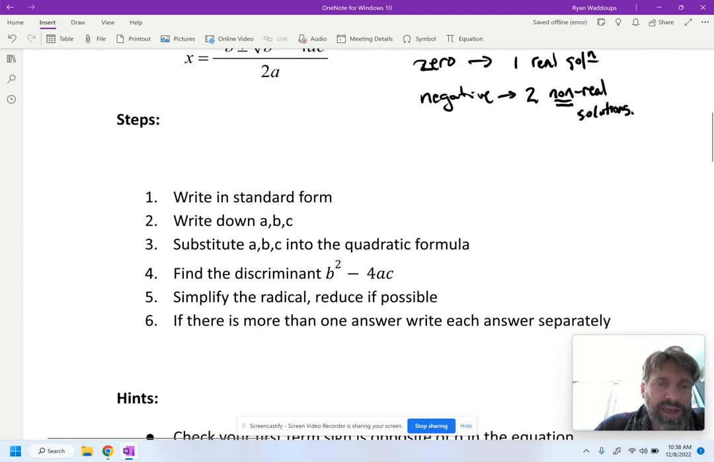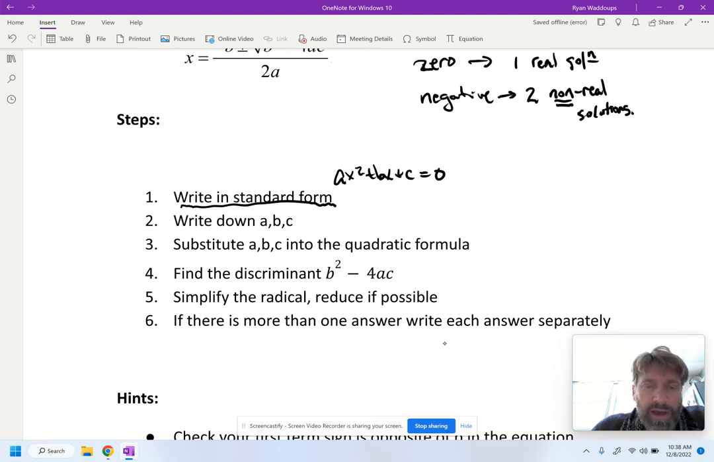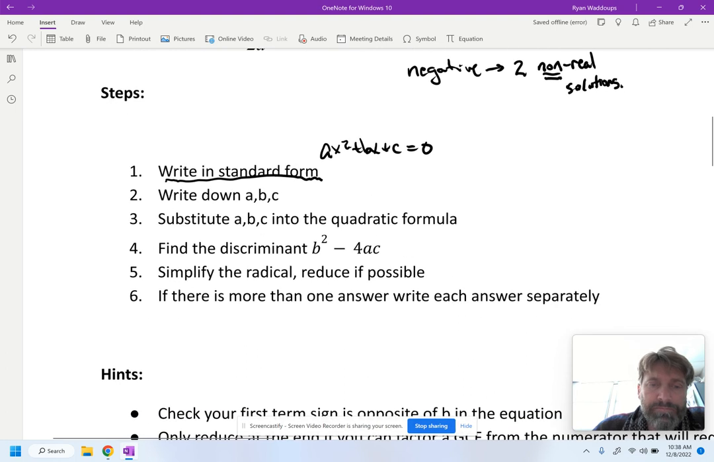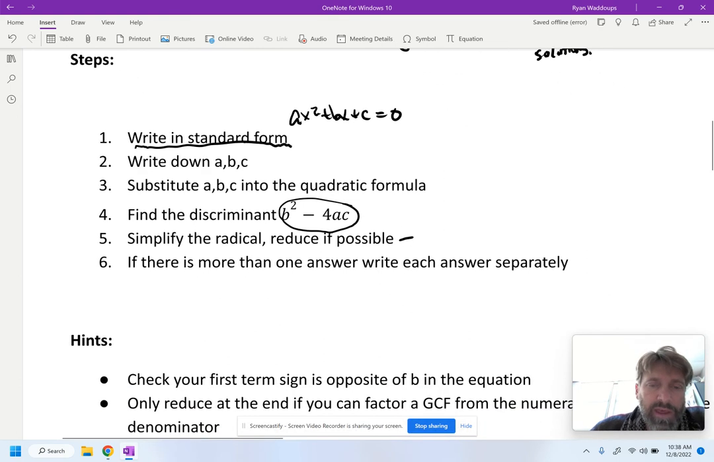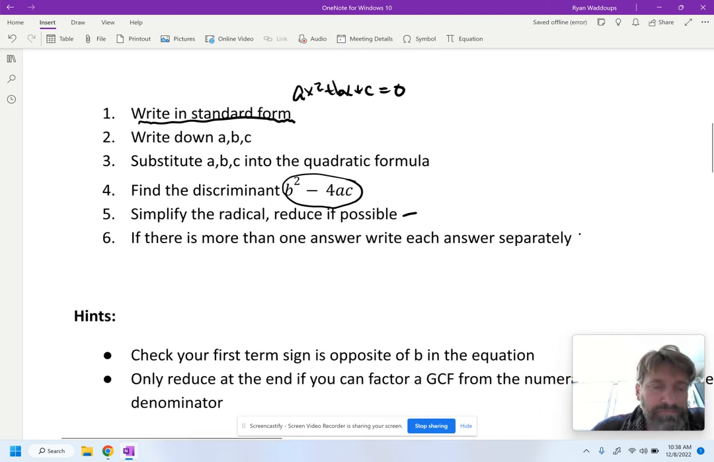All right, here are the steps. First, make sure that it's in standard form, once again, ax squared plus bx plus c equals 0. You want to write down the values of a, b, and c. You want to substitute a, b, and c into the quadratic formula. Find the discriminant first here, and then simplify the radical, reducing if possible. And if there's more than one answer, write each answer separately.